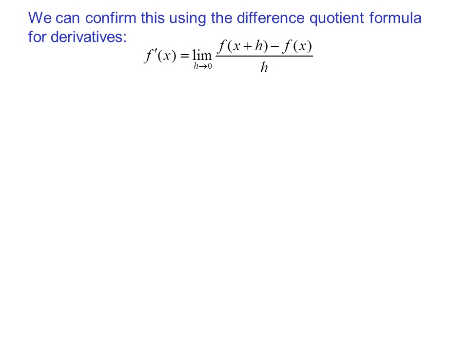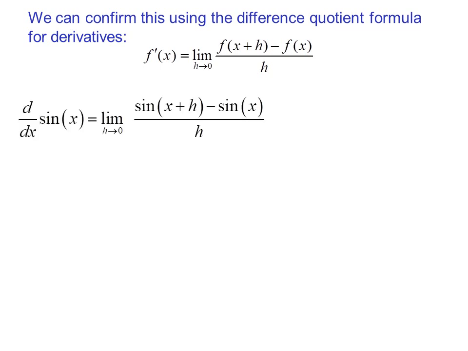We can confirm this using the difference quotient formula for derivatives. f prime of x equals the limit as h goes to 0 of f of x plus h minus f of x over h. So in this case, it becomes the derivative of sine x equals the limit as h goes to 0 of sine of x plus h minus sine x over h.